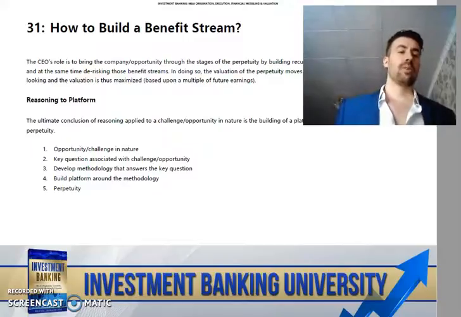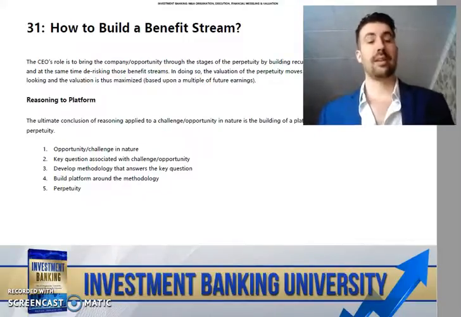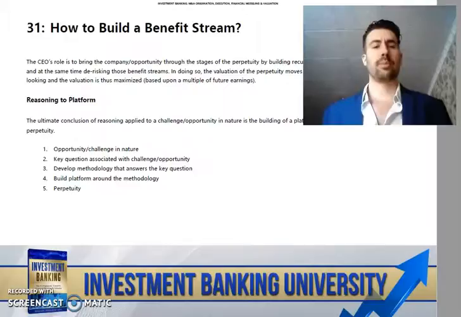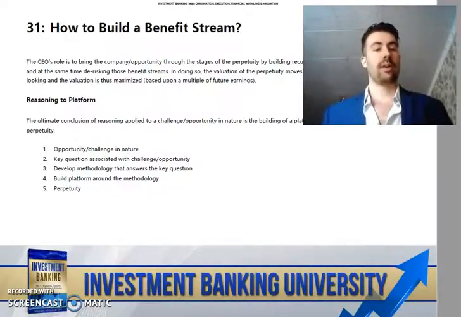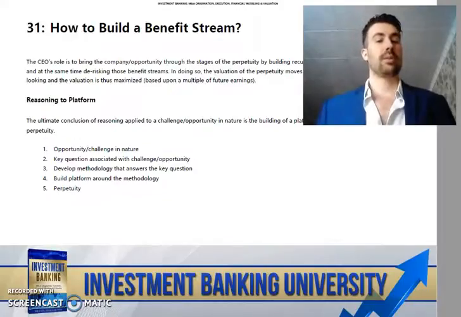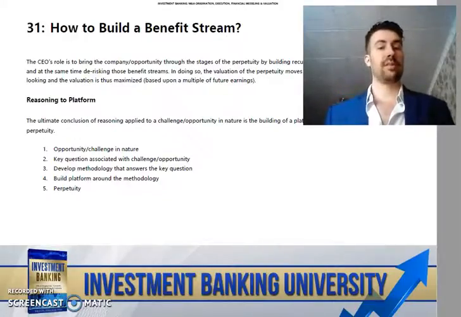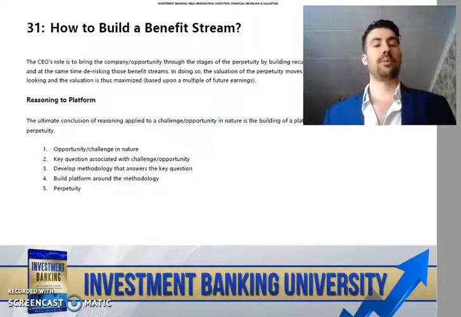So, of course, on the build side, we've already identified the key question, which is how to build a perpetuity. The two sub-questions with that are how to build a benefit stream, which is our CF in our perpetuity formula, CF over R. So we're going to now talk about how to build a benefit stream.